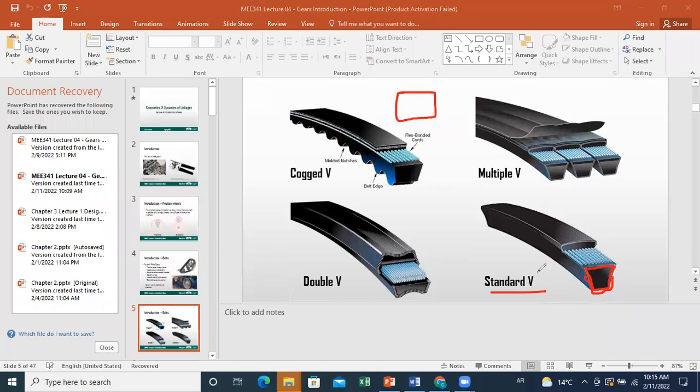Okay. Now, to transfer larger powers, you can play a lot with the configuration. You can create a double V configuration. You can create multiple V. This will allow you to transfer larger powers. And sometimes you even use a cogged V configuration. So here, instead of having it just in this shape, you can create a cogged configuration like this. This will also make the relation with the other part stronger.